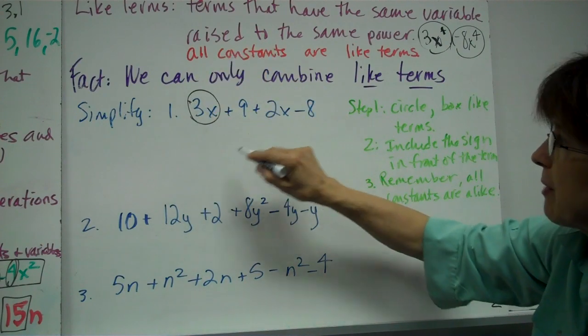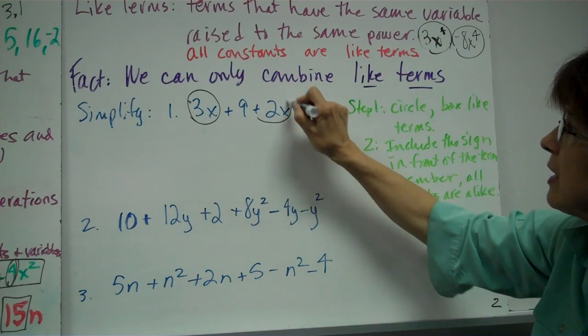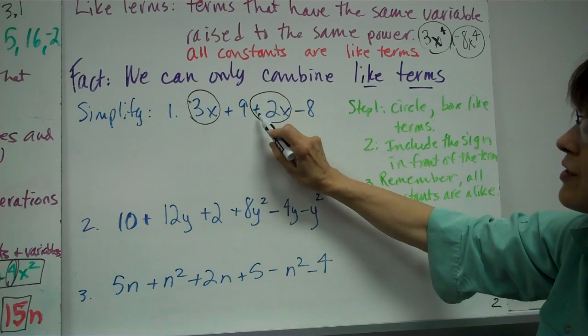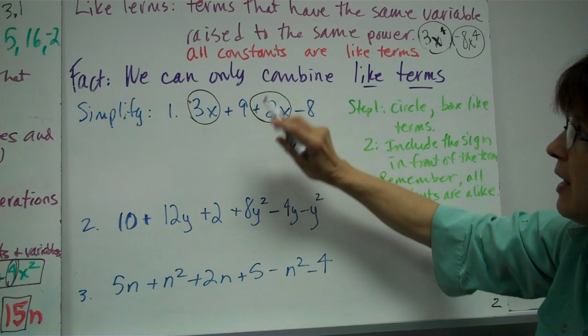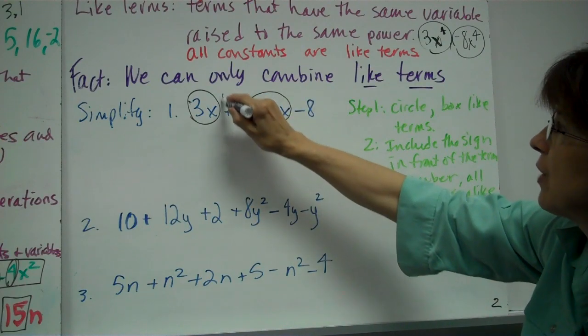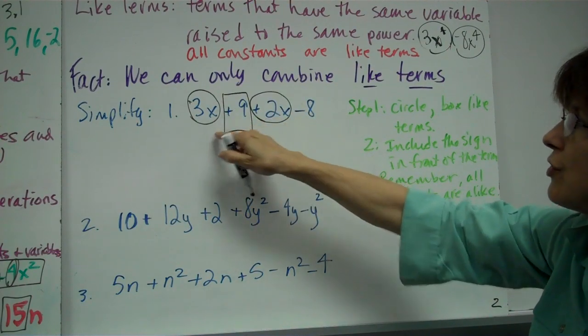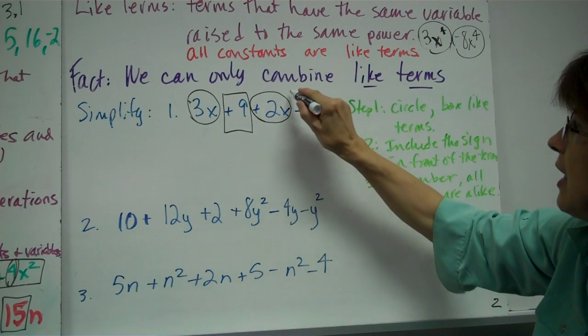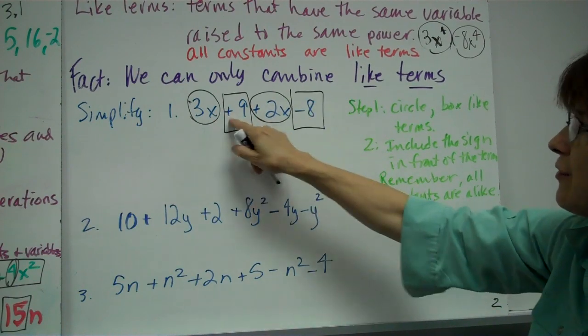So I can remember to think about it like this. But here I've got 2x with a plus in front of it. So you want to make sure you reach over and circle the plus sign as well. Now, all constants are like terms, so I'm going to go ahead and box them up. I'm not going to use a circle because they're not like the x terms, okay? I remember to box up the sign in front.